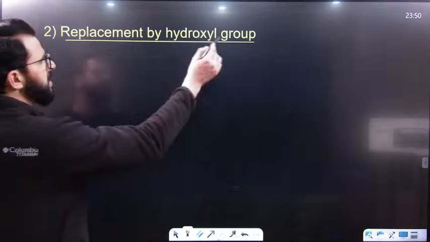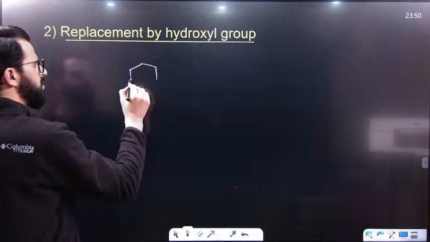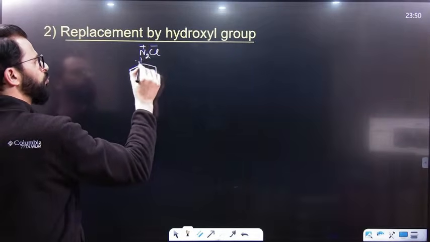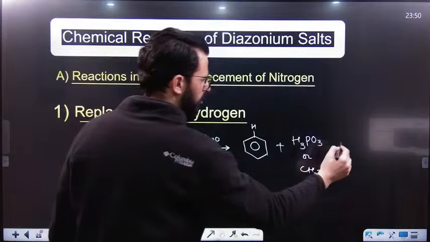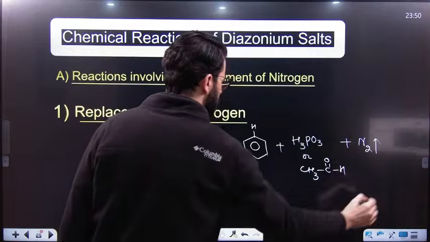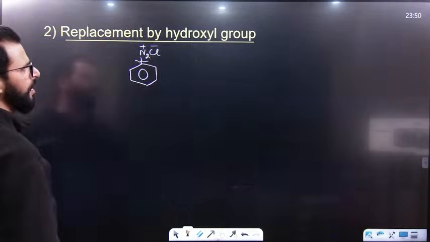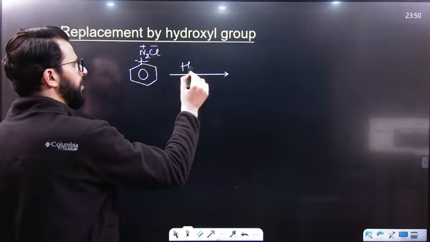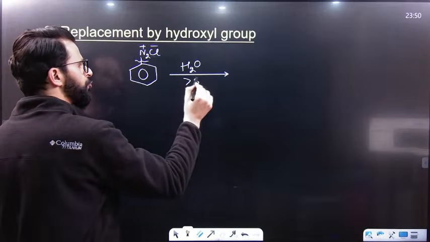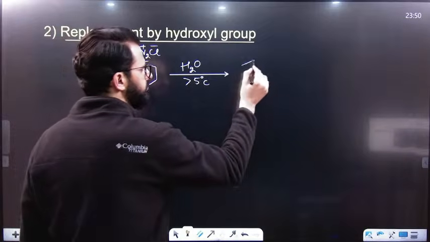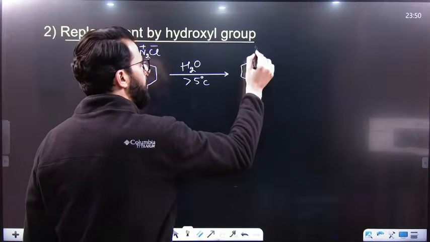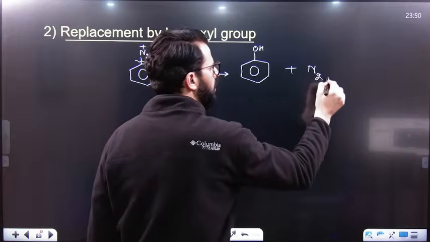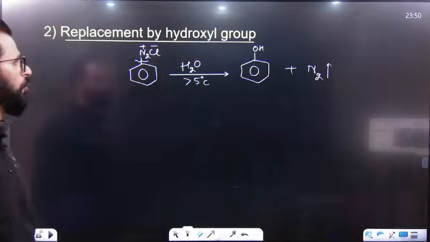After that, replacement by hydroxyl group. Very easy. If you want to replace this N2, here N2 will always be lost. So nitrogen gas will always be formed because we have to replace N2. Now, if you want to replace this N2 by hydroxyl, you have to treat it with water and the temperature should be greater than 5 degrees Celsius. That's it. So here it will be OH. So the hydroxyl group replaces this N2, and nitrogen gas will be evolved. I hope this is clear.